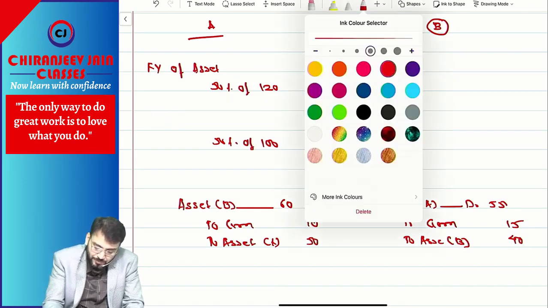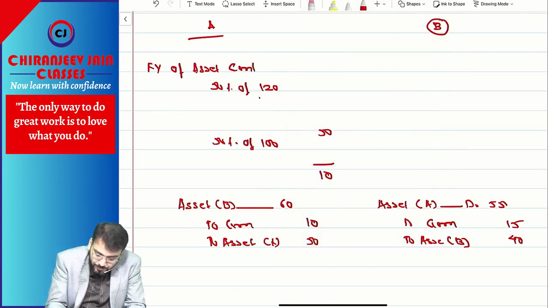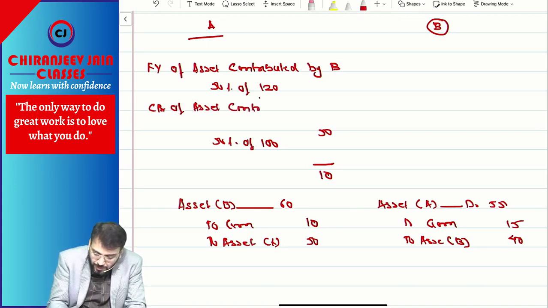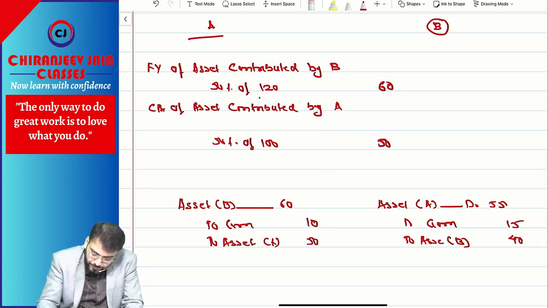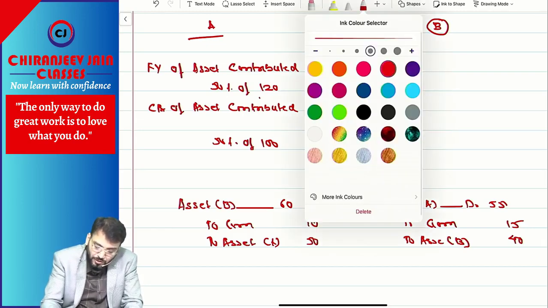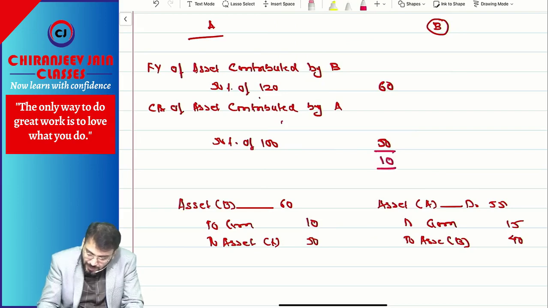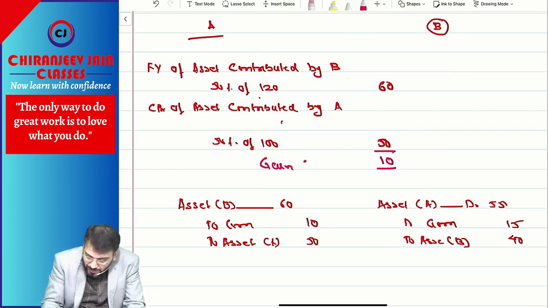Chalo. Fair value of asset contributed by B and carrying amount of asset contributed by A. Now, okay. So this is coming 60 and this is coming 50. The difference is coming what? Gain. So if fair value is more than carrying amount, that is gain only. And this gain will be transferred to P&L.